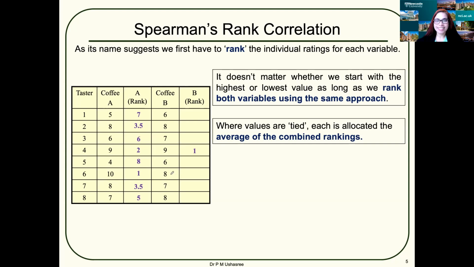We have there are 3 values which are the same. So you have 8, 8, 8. What do you do? You follow the same process. So I would say that this is 2, this is 3, this is 4. And then I take the average of the combined ranking. So 2 plus 3 plus 4 divided by 3. So what is it? The average is 3. So for each of them it is 3. So the rank is going to be 3.